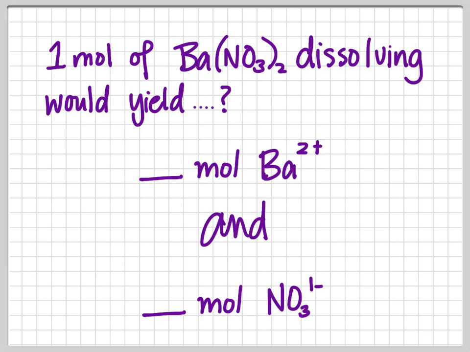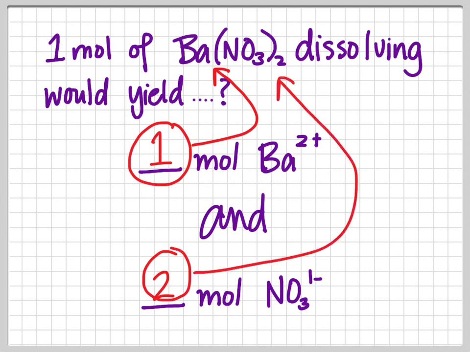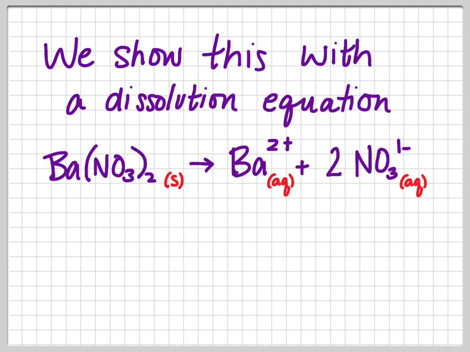Let's practice that. If I had 1 mole of barium nitrate, Ba(NO3)2, dissolving, how many moles of barium ions and how many moles of nitrate ions would I yield? Well, I'd yield 1 mole of those barium ions, Ba2+, and 2 moles of the nitrate ions. Note that this number is coming from the subscript in the original formula for barium nitrate. We show this by writing a dissolution equation or an ionic equation or a dissociation equation. Any of those will do.